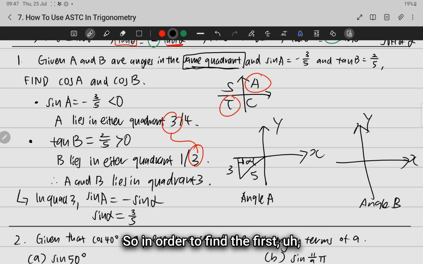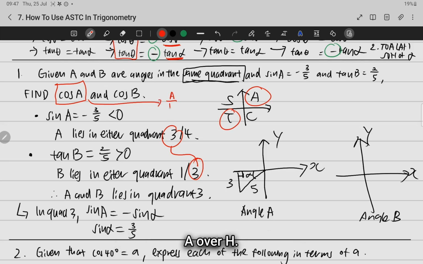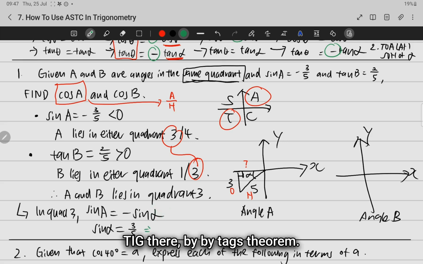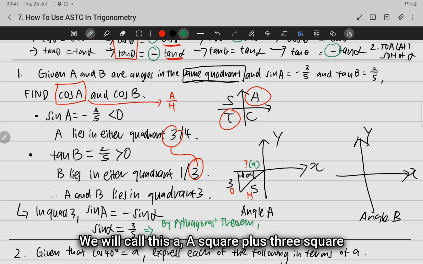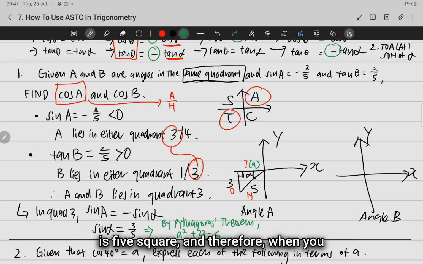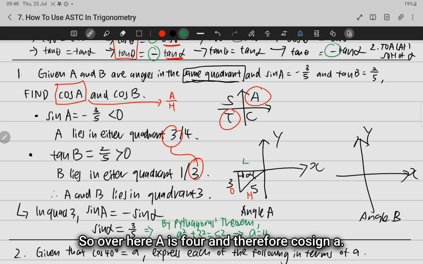Right? So in order to find the first question, which is what is cosine A? Cosine A is pretty much just A over H. So this is O, this is H. We need to find what is your A in the first place. So therefore, we will use Pythagoras theorem. By Pythagoras theorem, we will call this A. A squared plus 3 squared is 5 squared. And therefore, when you solve it, you will find out that A equals 4. So over here, A is 4.